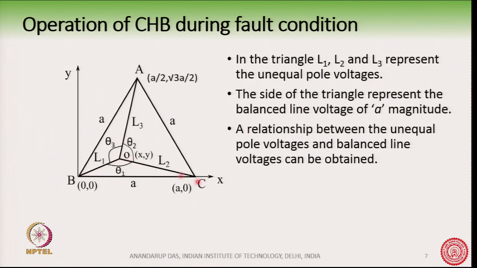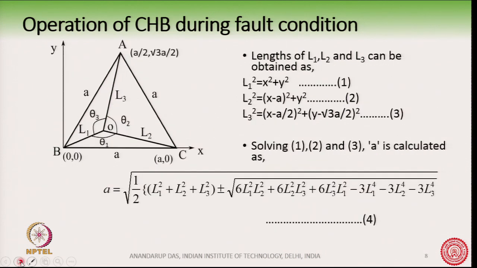So, if you have such a triangle, then it is possible to get a relationship between A and L1, L2 and L3. That means a relationship between the unequal pole voltages and balanced line voltages can be obtained, and it can be obtained by using the basic functions of coordinate geometry. If you take the x and y axis like this, then you can write down these equations L1 square, L2 square and L3 square.